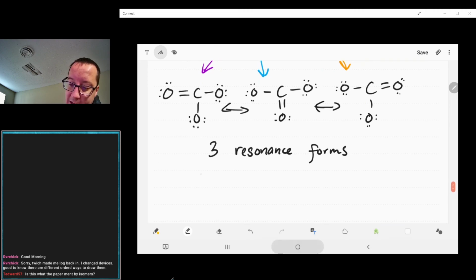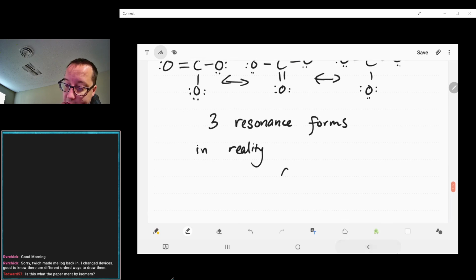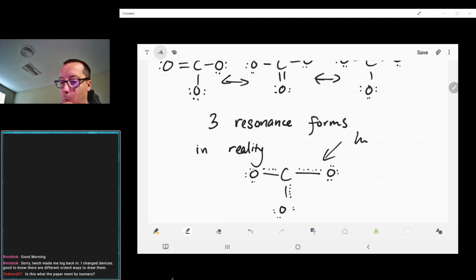And so, in reality, we don't just see one of these, we see all of them at once. And that would be drawn something like this, where we would draw that indicating that we have kind of a hybrid structure. I'm terrible at drawing this particular thing, so let me find a better image of it.